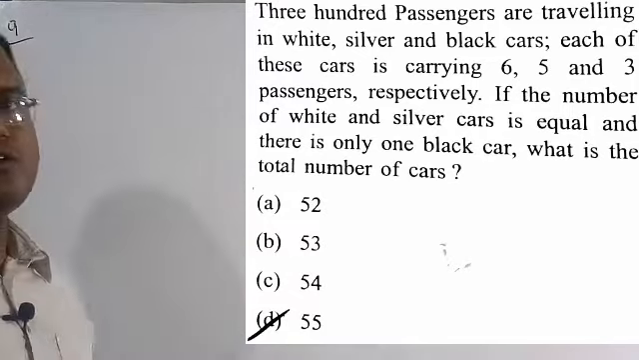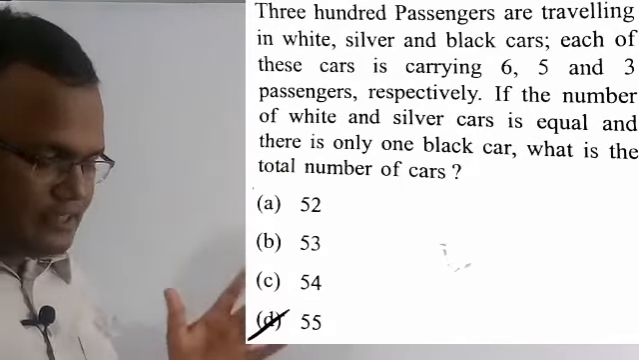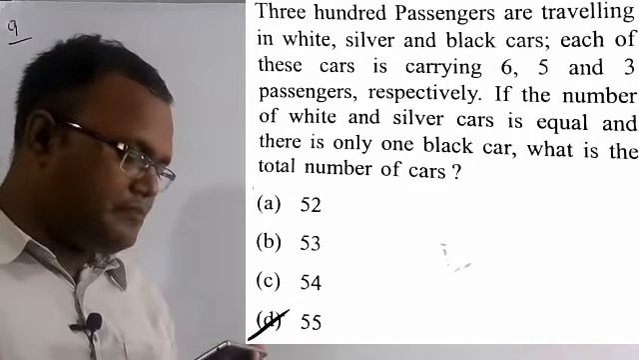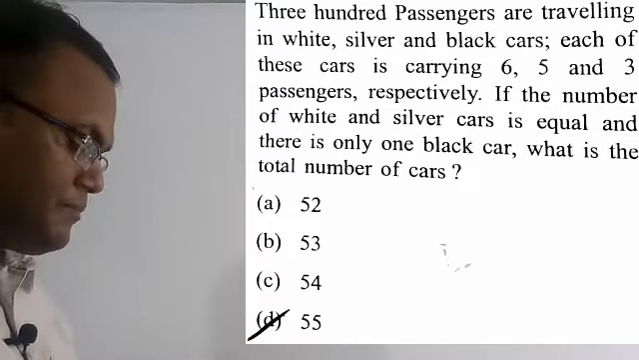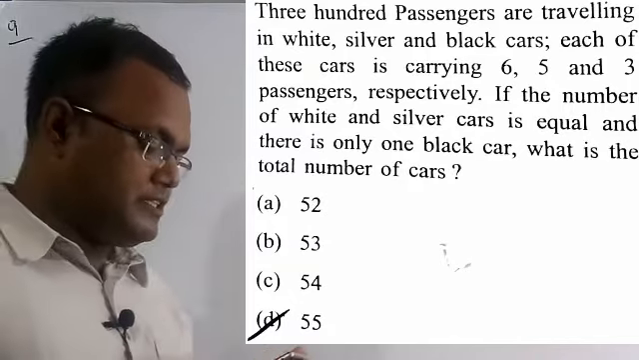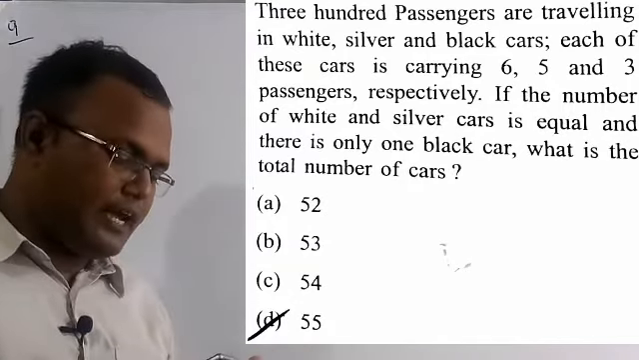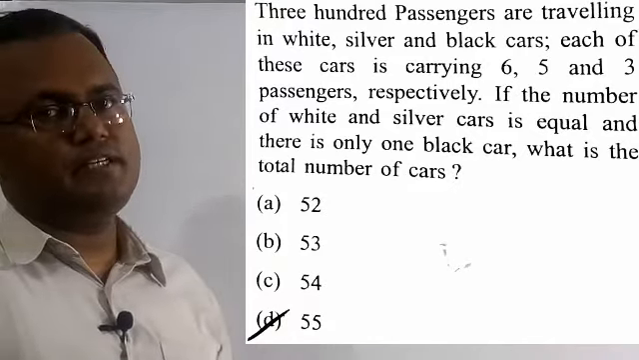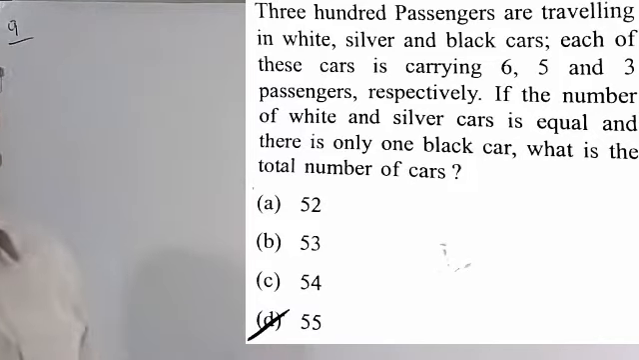So in this question the total passengers in these 3 cars are 300, and the cars are white, silver and black. The white car can carry 6 passengers, the silver car can carry 5 passengers, and the one black car can carry 3 passengers. In the question they also gave that the number of white cars and silver cars are equal, and there is only one black car. We need to find the total number of cars present. Out of the 4 options, option D, 55, is the correct solution of this question. So let's solve this numerical.